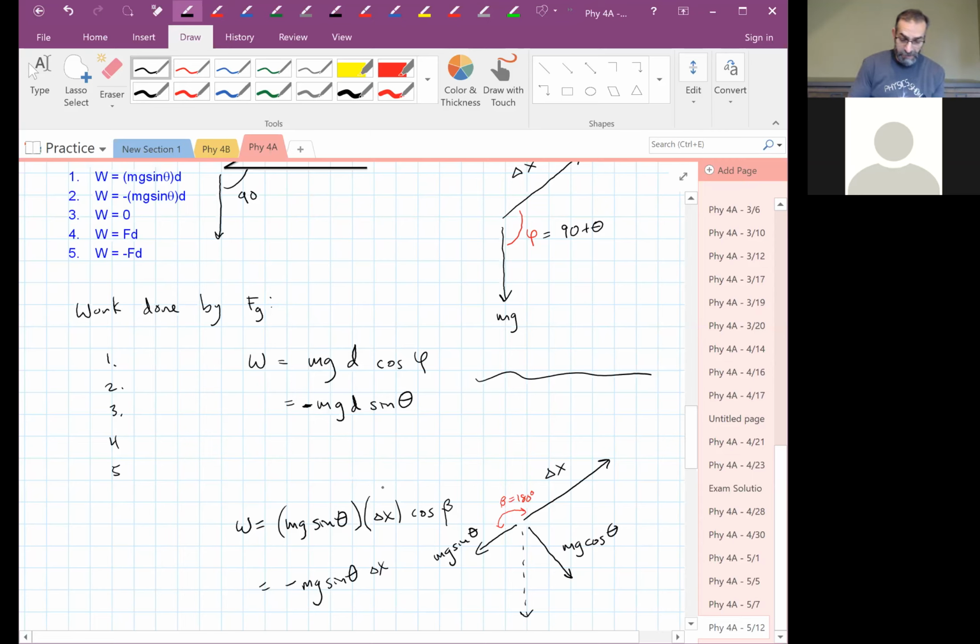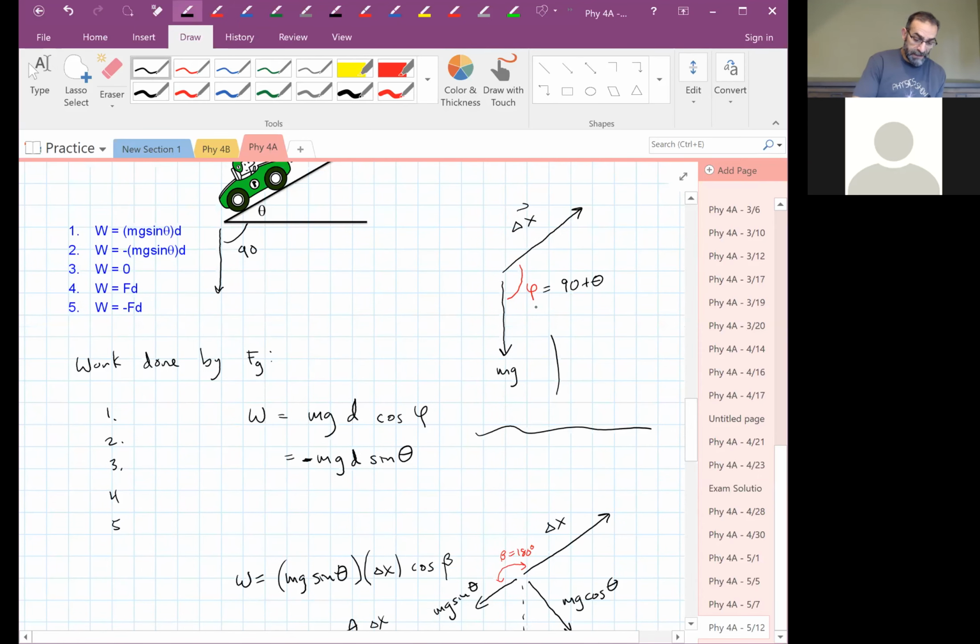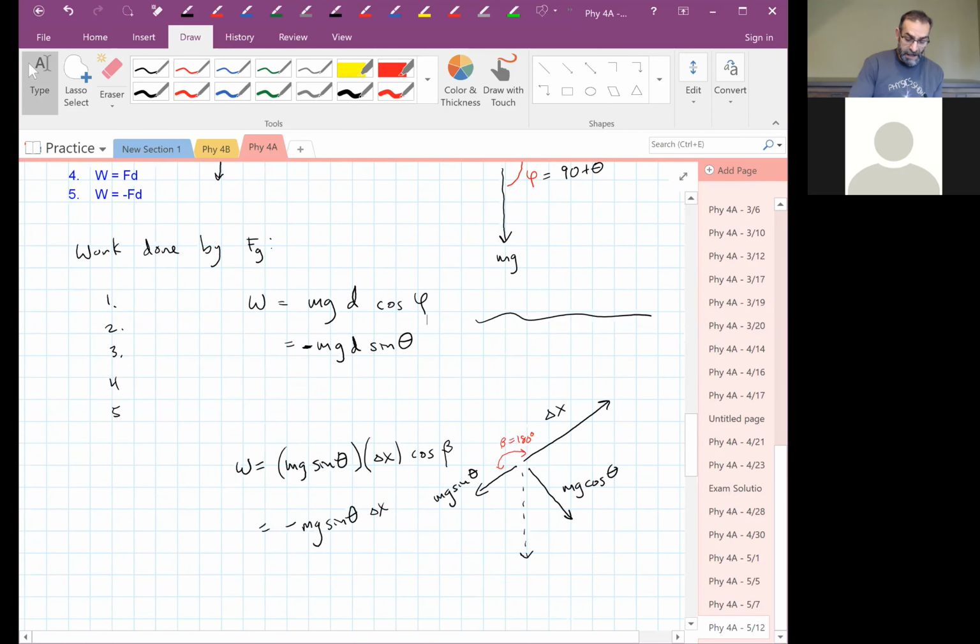So it doesn't matter which method you use. You could leave gravity as one force and use it that way. You can break it up into the components and say the component perpendicular to the motion isn't doing any work. Only the component parallel to the direction of motion does work, either way.